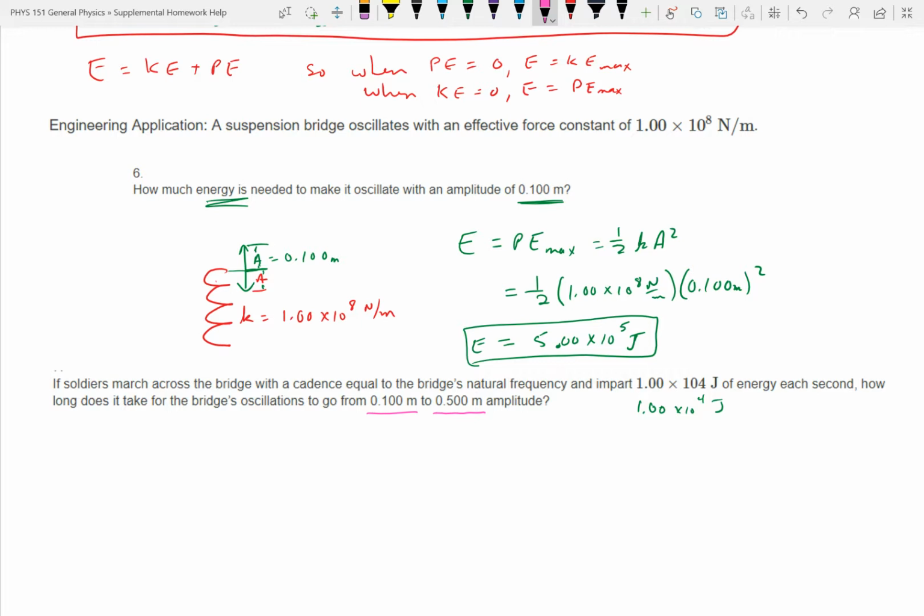Energy? Okay, the energy is changing. So we're going to have the total energy initial is equal to what we just calculated, 5.00 times 10 to the 5th joules. What's the energy final going to be? 5 times that. Well, it's squared, so it's going to be 25 times that, actually.